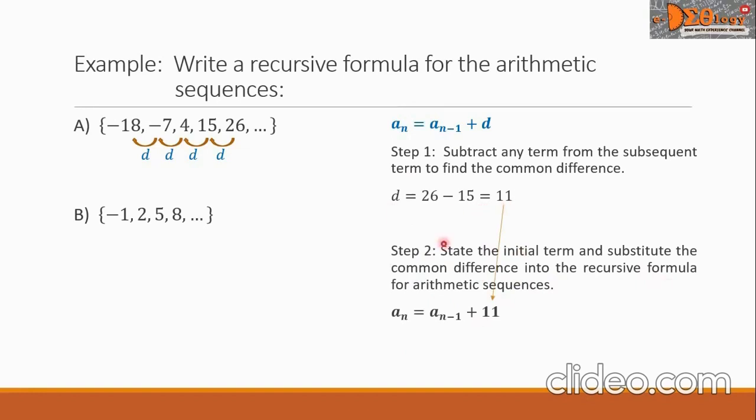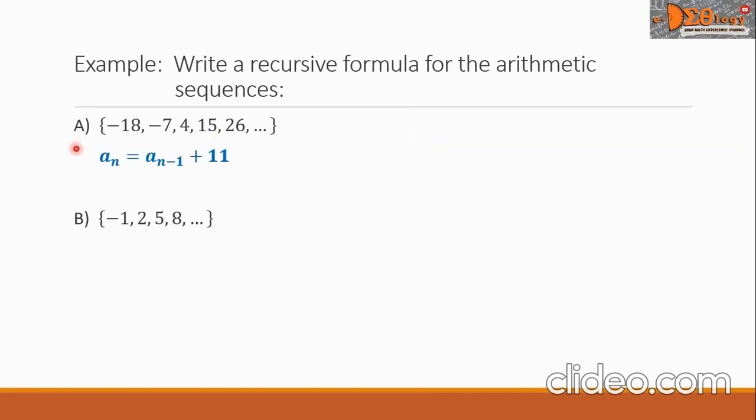So you see here, the same a sub n equals a sub n minus 1 is copied, plus d, and it is now changed into 11. So this is now our recursive formula. We will just copy this below problem A. Let's now solve for problem B.